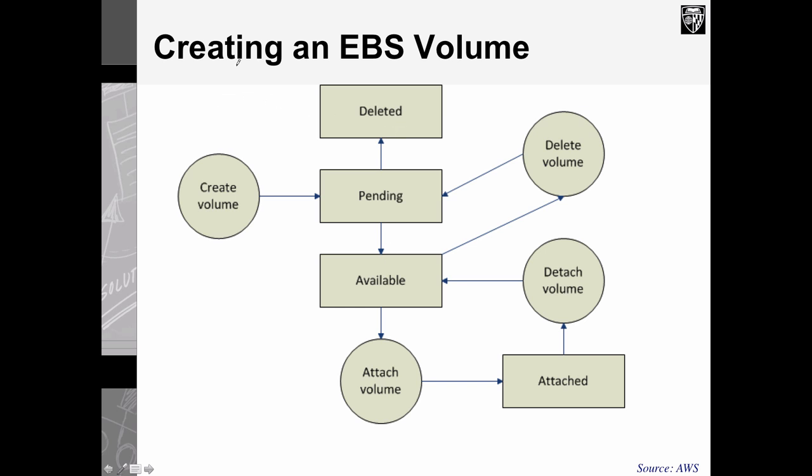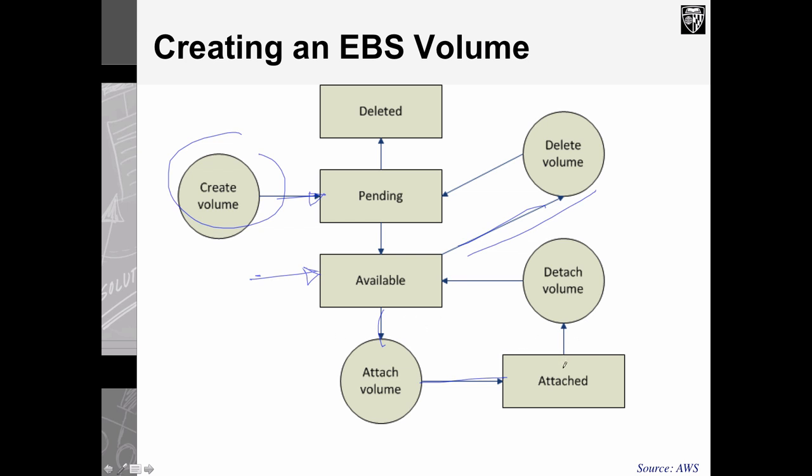When you create an EBS volume, this is the workflow that you go through. Initially, when you create a disk, the status of the disk becomes pending, and after a few minutes, when the disk is created, the status changes to available. When the disk is available, you have two options. You can attach it to an EC2 instance, or you can delete that EBS volume. When you attach it to that EC2 instance, the status changes to attached. That means you cannot attach it to any other EC2 instance.